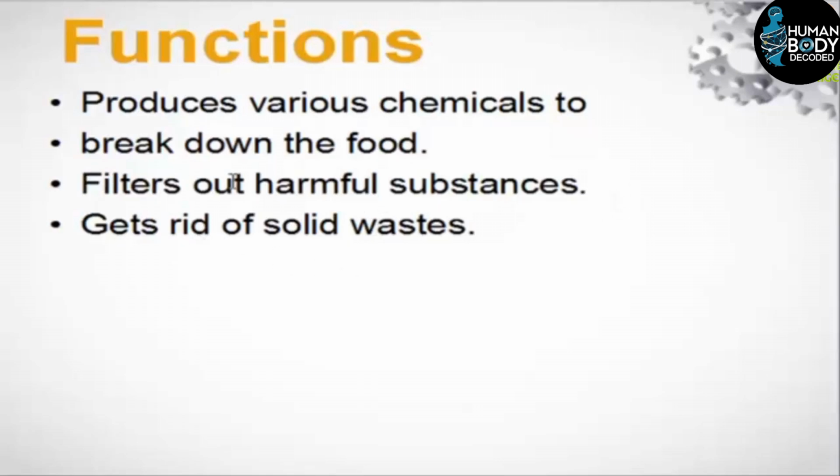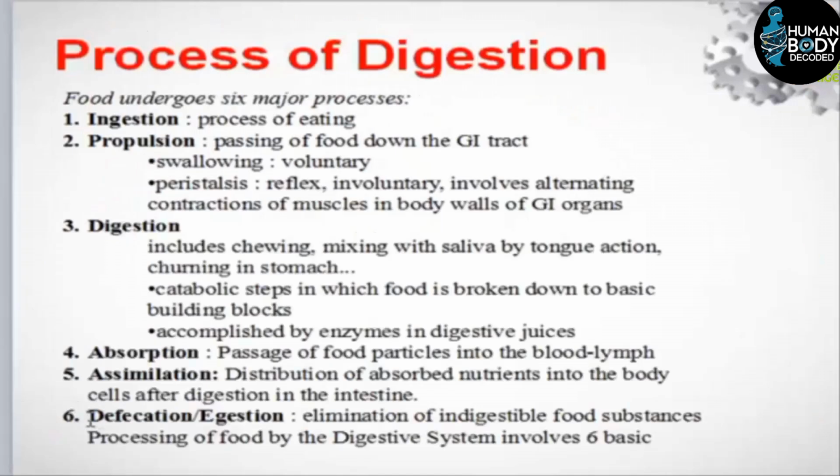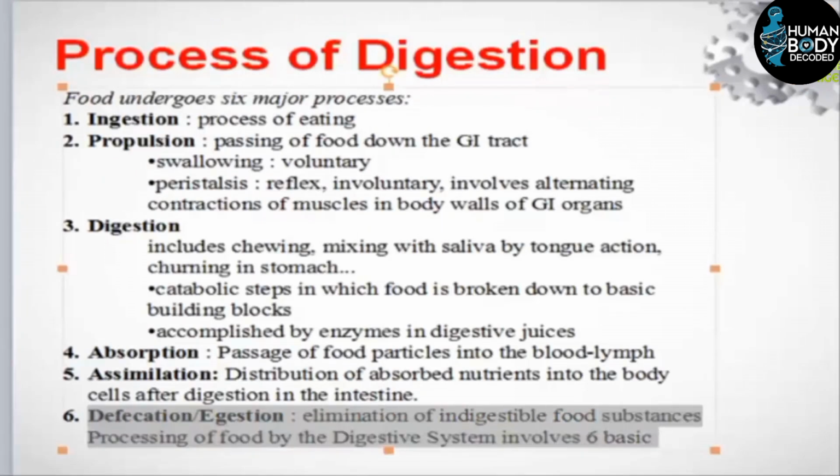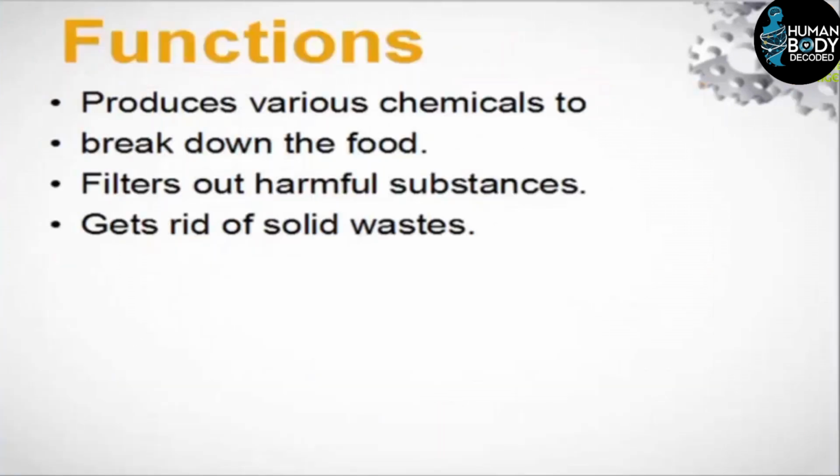The second function is filtering out harmful substances. Any harmful substances are filtered out during digestion. For example, bacteria present in the food are killed by the HCl in the stomach. In this way, harmful substances and bacteria are removed. The third function is the removal of solid waste. When we eat food, some solid waste is left over, which is not digested. We excrete this through the process of defecation, and thus the solid waste is eliminated.